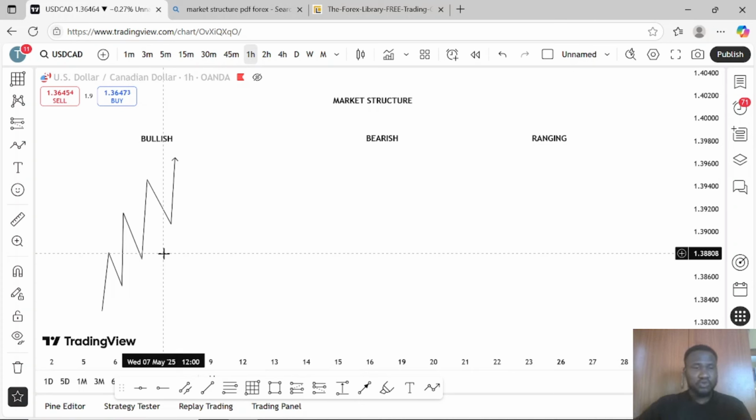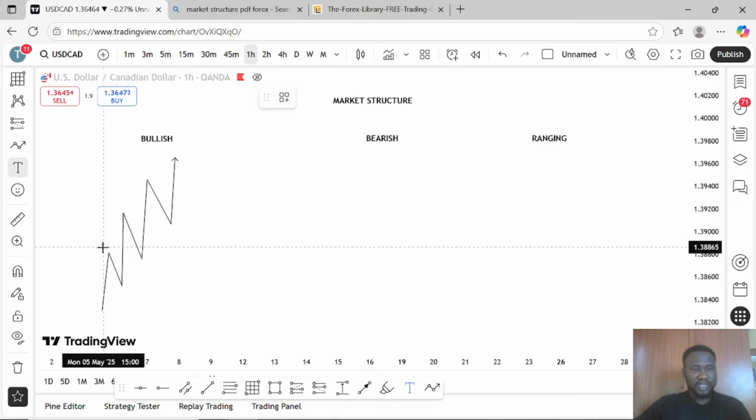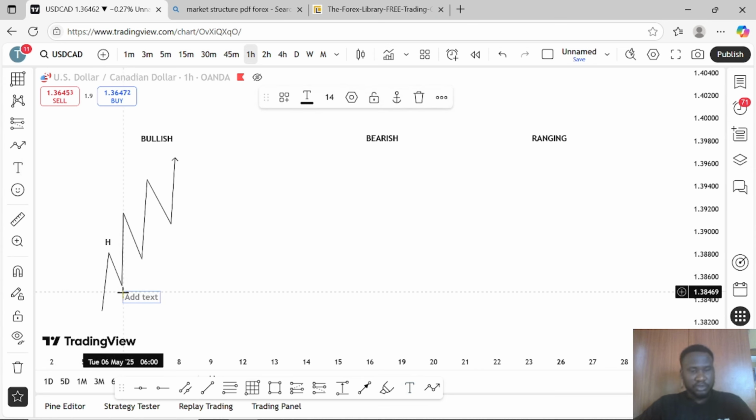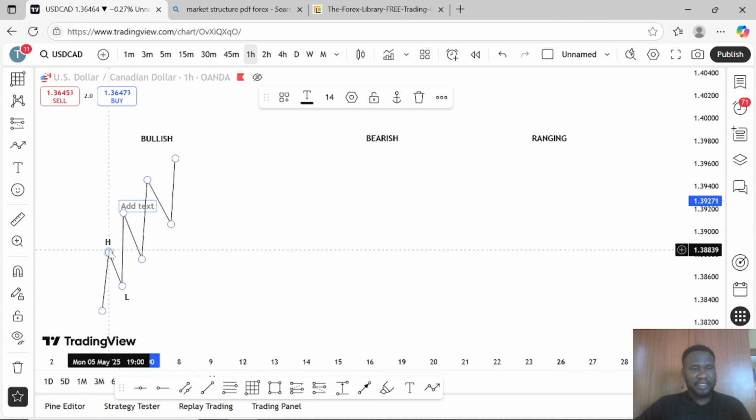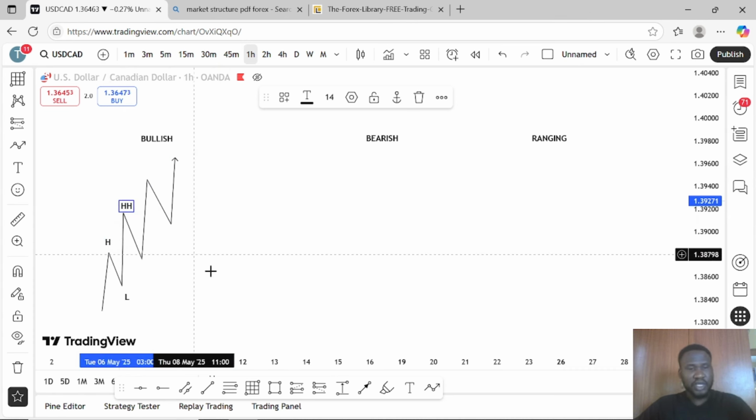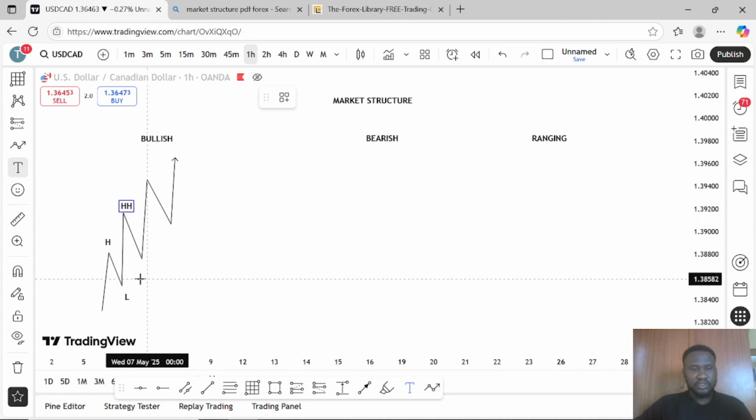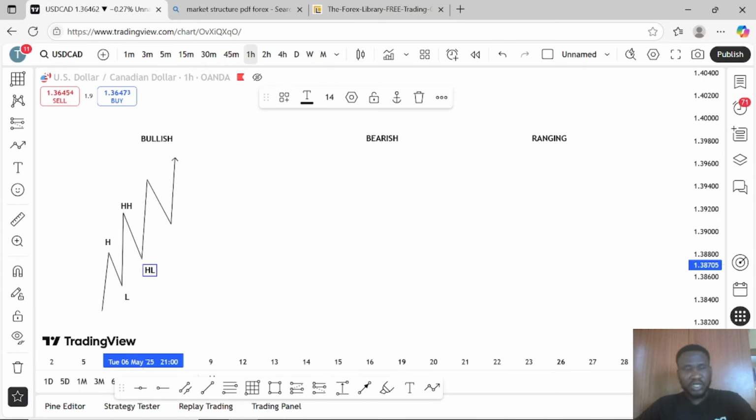When we come to bullish structure, this is a high right now. Do you understand? This is a high, and this is a low right now. Then when the market keeps pushing upward, that means this high here is higher than this previous high, so you call it a higher high. And this low here is higher than this previous low, so we call it a higher low.